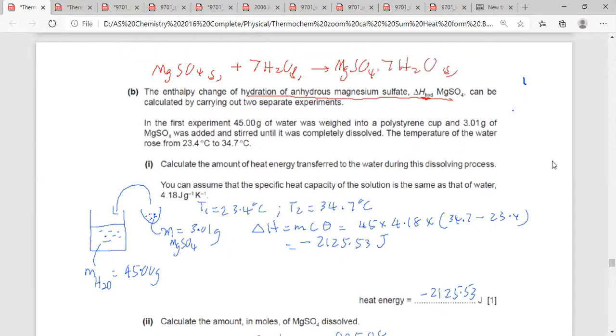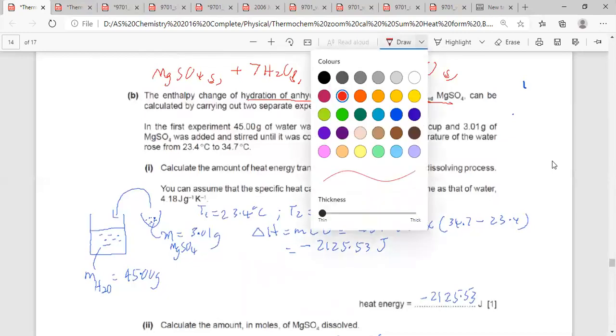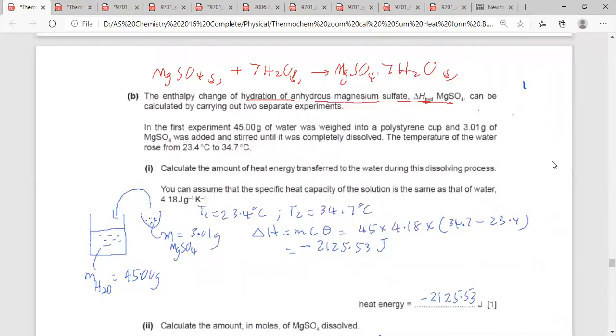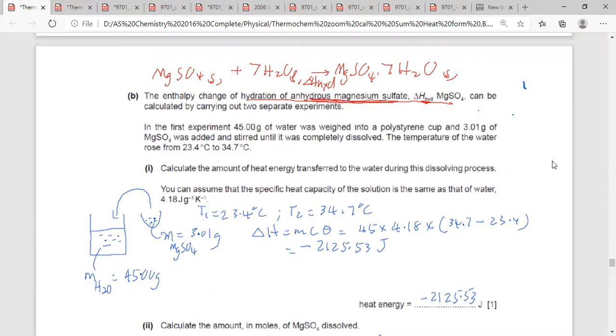This is called your heat of what? Heat of hydration, right? Of anhydrous salt. It can be carried out in 2 separate experiments.